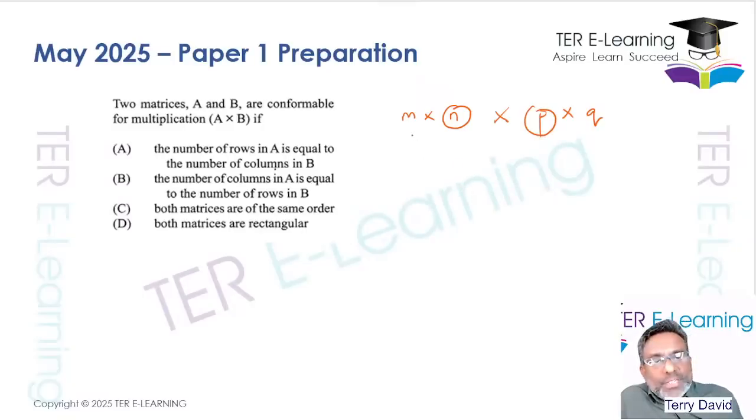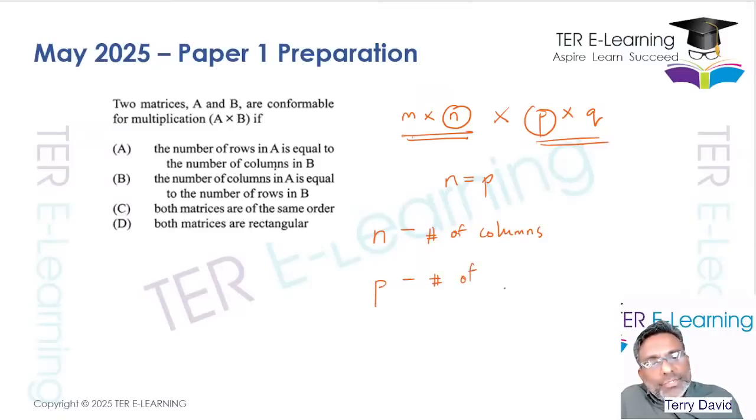So the order of the first matrix is m by n, and the order of the second matrix is p by q. These two matrices are said to be conformable for multiplication if n is equal to p. Now in this case here, n is actually the number of columns in the first matrix, and p is the number of rows in the second matrix. So this is what we're looking for in our answer. The number of columns in the first must equal the number of rows in the second one. So let's see, number of columns in A must equal, so the answer is going to be B, right?